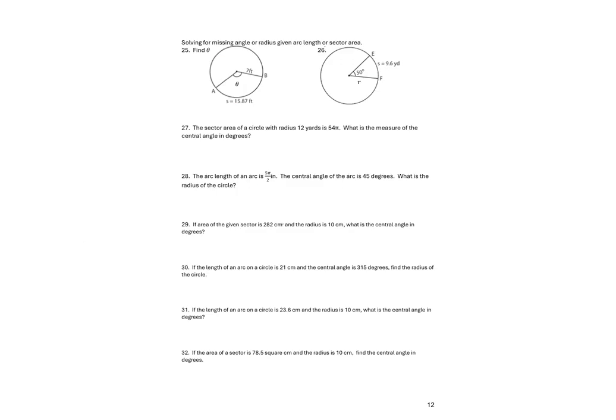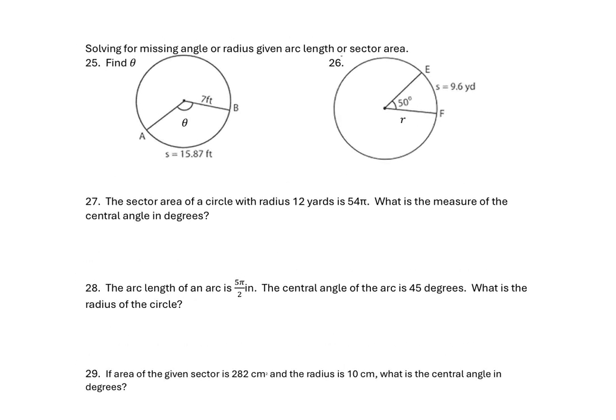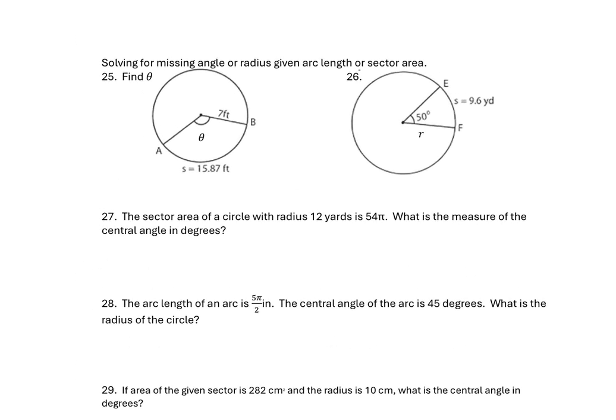Let's flip to the next page, shall we? So sometimes this page is the ones that are technically harder. We're going to just look at 25 and 27 right now. So sometimes I'm missing my radius or my theta. So in this problem, you can see they say S equals 15.87 feet.